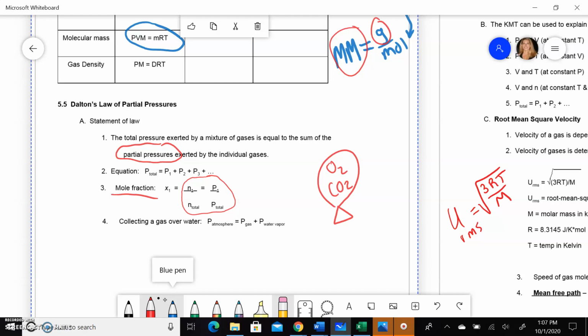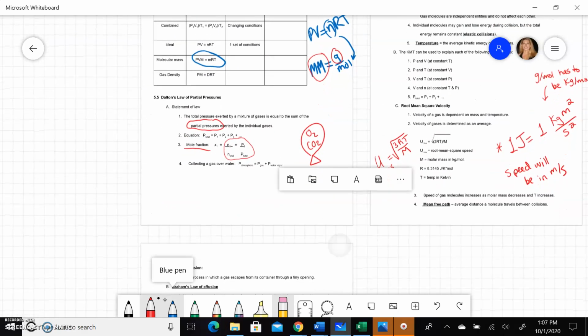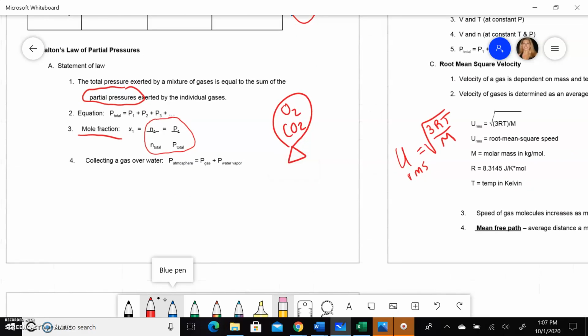But the problem is that water always is evaporating, and so you not only have the gas that you're collecting right here, but you also have some water that has evaporated, and so you have little gas water particles bouncing around as well. So you have a mixture of the two gases here, and then those are going to equal the total, and a lot of times they'll call that the atmospheric pressure, because if the balloon is not getting bigger or smaller, then the total pressure inside the container is going to be equal to the atmospheric pressure.